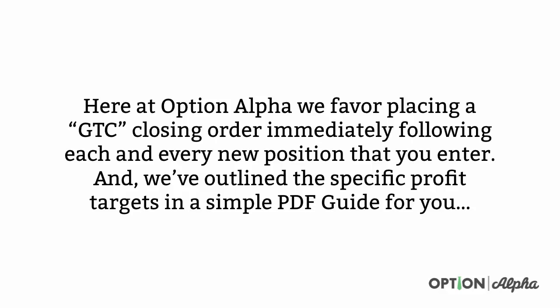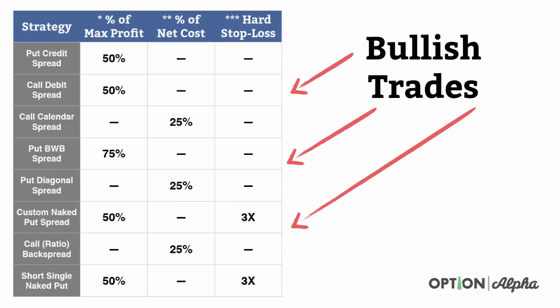Again, we've outlined the specific profit targets in a simple PDF guide that we have right here in the membership area. And I just want to cover some of these right now so that you can understand how this works. So this is what you'll see as you download the PDF guide. Again, it's completely free. You can take it with you. It's like your checklist for how you should be using automatic exits and stop losses, etc.